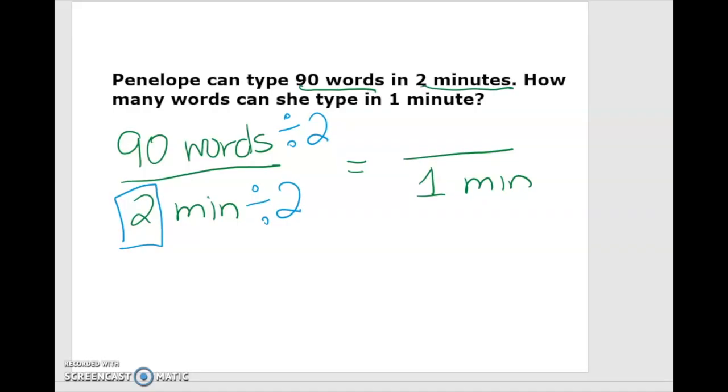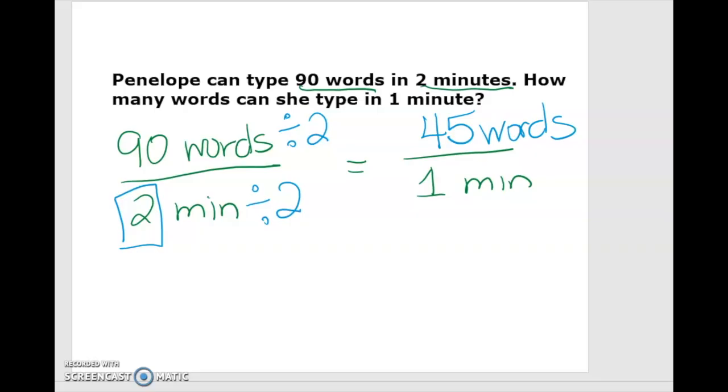And so some of you can do this division in your head, great. Some of you need to write out long division, great, that's fine. But 90 divided by 2 is 45 words per minute.